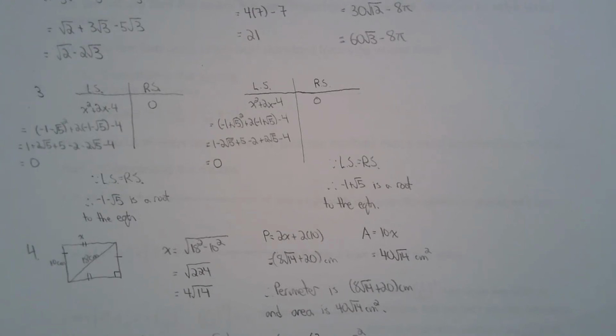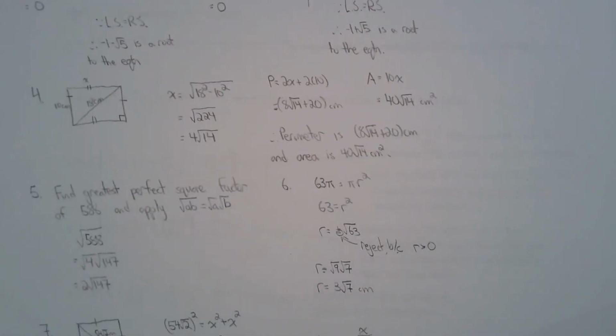For question 5, they're asking me how to simplify root of 588. So using the fact that root AB is equal to root A root B, I can simplify that to 2 root of 147 because 4 is a factor of 588.